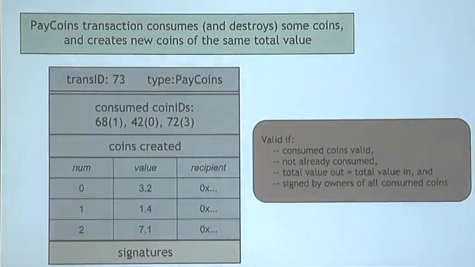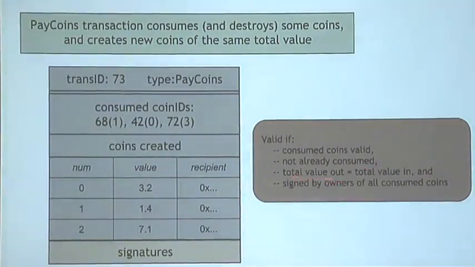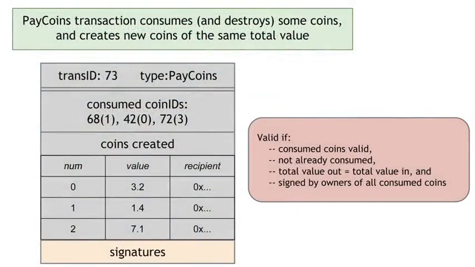The rules of Scroge Coin say that a pay coins transaction is valid if 4 things are true. First, if the consumed coins are valid, that is, they really were created in previous transactions. Second, that the consumed coins were not already consumed in some previous transaction. That is, that this is not a double spend. Third, that the total value of the coins that come out of this transaction is equal to the total value of the coins that went in. And finally, that the transaction is validly signed by the owners of all of the consumed coins. If all of those things are true, then this pay coins transaction is valid. Scroge will accept it. He'll write it into the history, into the blockchain, and everyone will see that this transaction has happened.